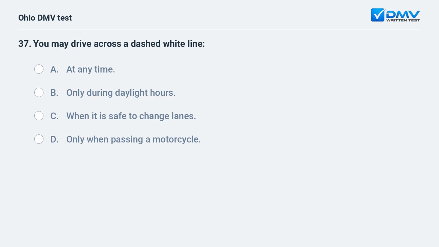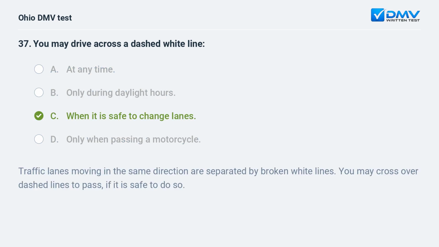You may drive across a dashed white line? A. At any time. B. Only during daylight hours. C. When it is safe to change lanes. D. Only when passing a motorcycle. C. When it is safe to change lanes.